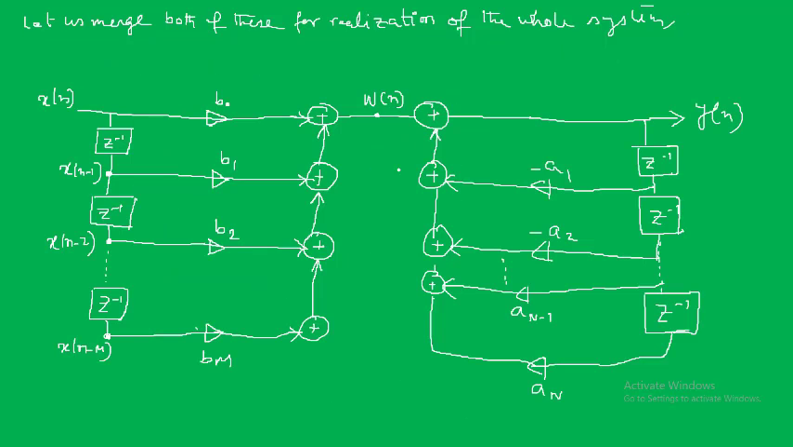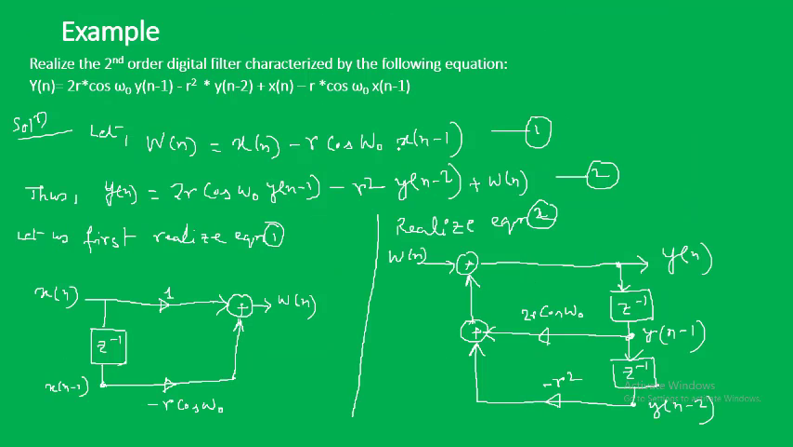So now if we combine both this equation 2 realization and equation 3 realization together, then we are getting this as the entire realization of the IIR filter, and this form of realization is called direct form 1 realization. Now let us take a small example. Say we are given this difference equation. So this is characterizing one IIR filter.